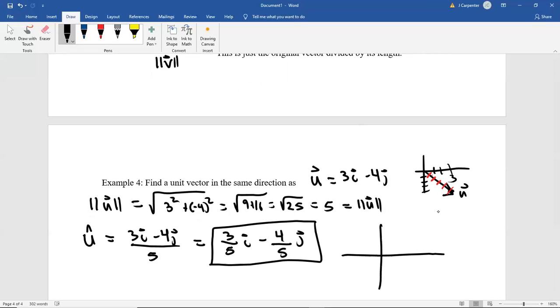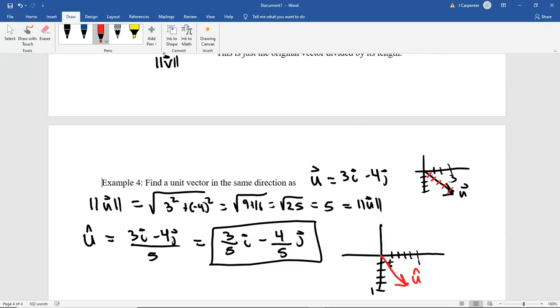So if I went, let's say this was 1, 2, 3, 4, 5, that's going to be 1 whole, so this is 1/5 is what I'm trying to represent there. And then the same thing going down, 1, 2, 3, 4, 5, so that would be 1 whole. We would be going right 3/5 and down 4/5. So this right here is the vector u hat. It's going right 3/5 and down 4/5, which you can see in the components here, 3/5, negative 4/5.